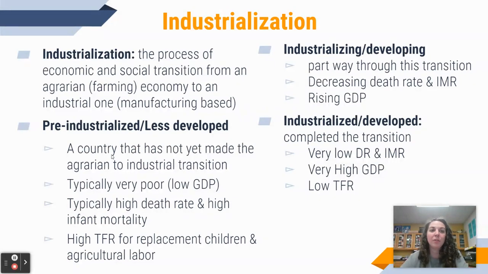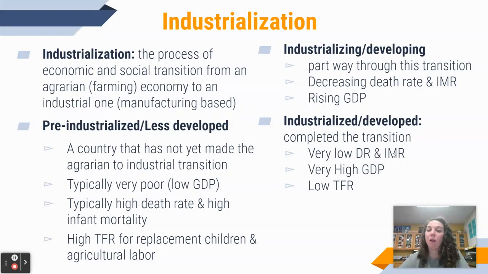So the majority of families are living an agrarian lifestyle where they're growing their own food, and selling whatever's left over of that food to earn their income. We see a very low GDP here. We typically have a high death rate and a high infant mortality rate because of lack of clean water, lack of access to health care. And so those are going to be those countries that have that high TFR because we're going to be replacing the infants that are dying to help with that agricultural labor.